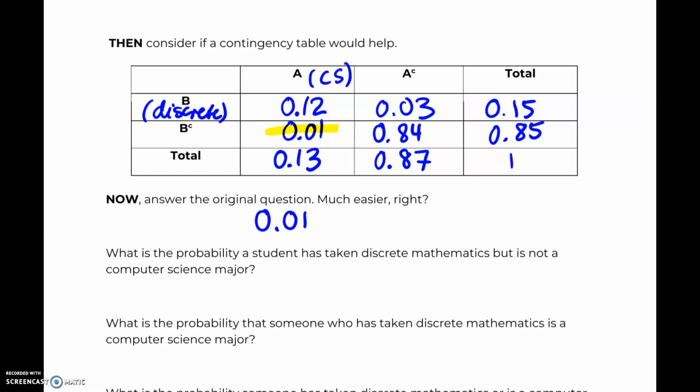So what is the probability a student has taken discrete math but is not a computer science major? Okay, so over here we are looking for discrete math, which was B, but not a computer science major, that's A complement. So again, on the table, it's very easy for us to see B and not computer science is right over here at 0.03.